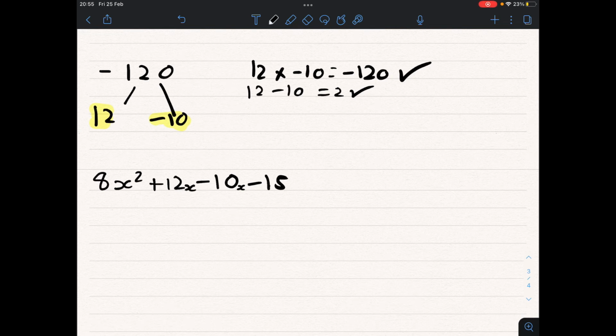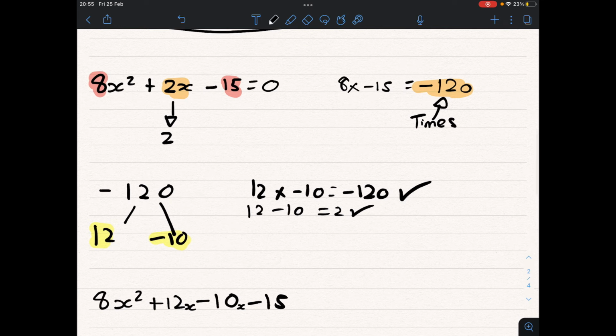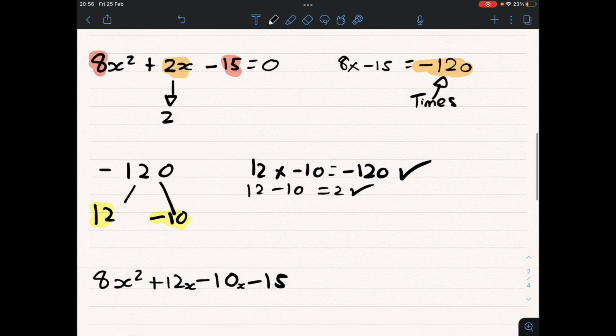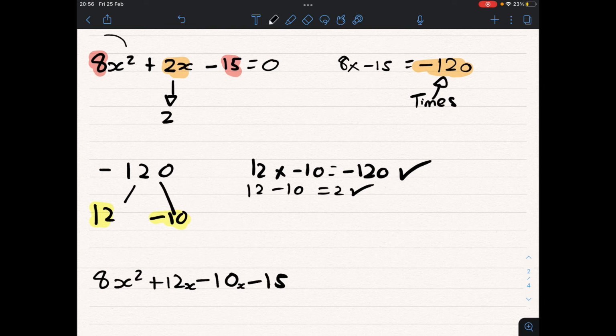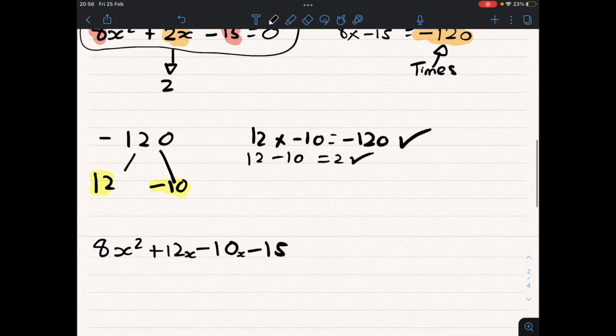So let me just recap. What we did: 8 times minus 15 gives us minus 120. Now what we need to do is find two numbers which times to minus 120, and when added together give us 2. So we have 12 and minus 10. 12 times minus 10 equals minus 120. 12 minus 10 equals 2. So we rewrote the original equation and replaced the middle section with the two factors we found. So 8x squared plus 12x minus 10x minus 15.